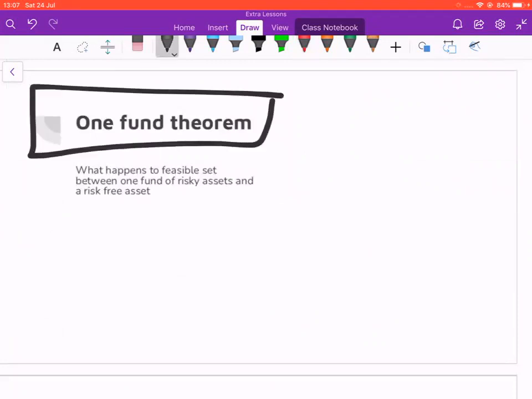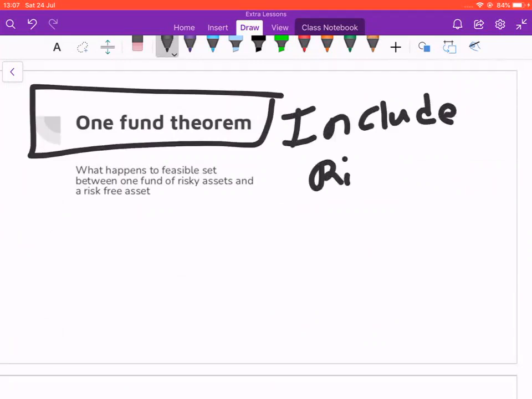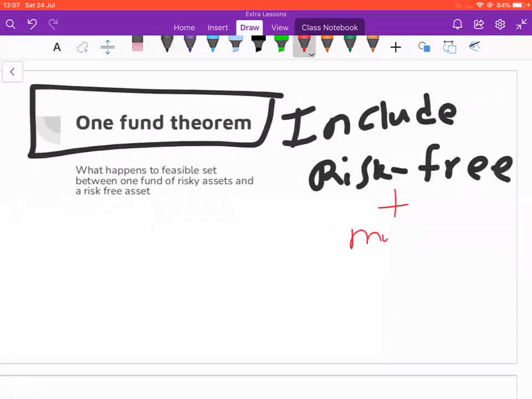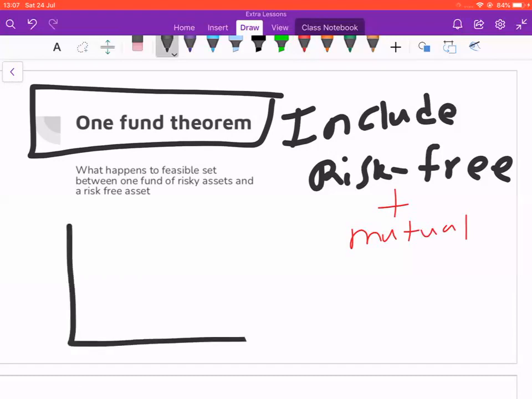In the one fund theorem, you are going to include a risk-free asset. So you include a risk-free asset plus a mutual fund. Let's say maybe this is your risk-free asset. This is where it is, in a different color. So this is your risk-free asset over there.